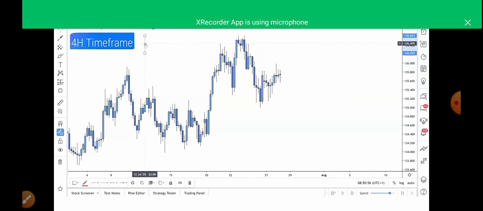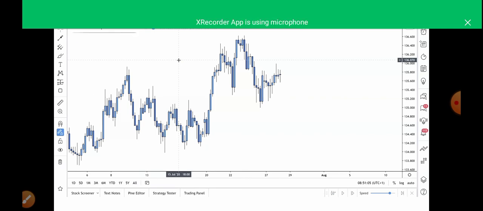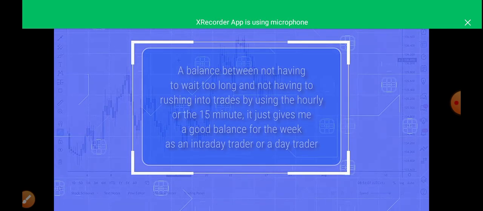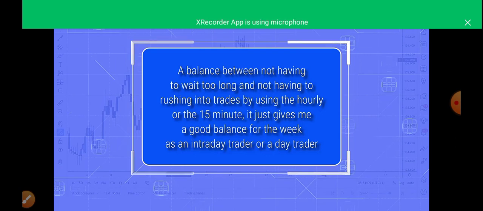Now, in my personal opinion, this is my favorite time frame to trade on because I just love what the 4H does in terms of structure. For me, it's just the balance between not having to wait too long and not having to feel like I'm rushing into trades by using the hourly or the 15-minute. It just gives me a good balance for the week as an intraday trader, or a day trader, should we say, whatever you call it.